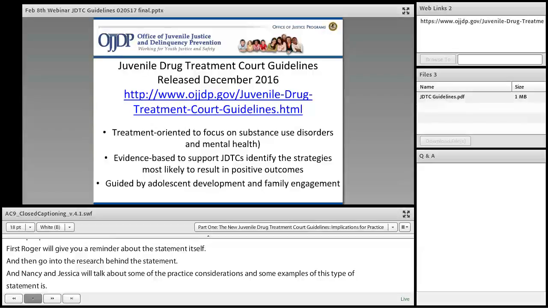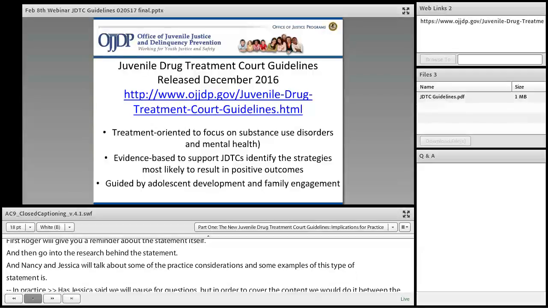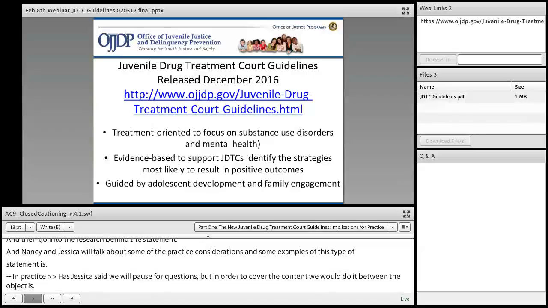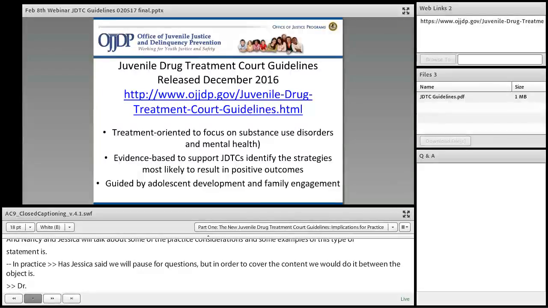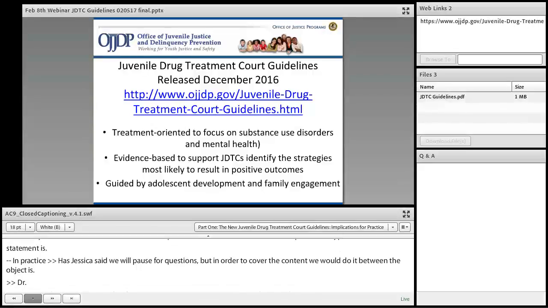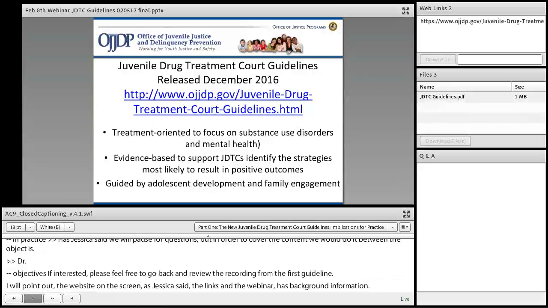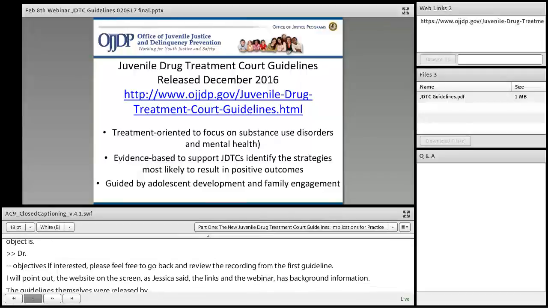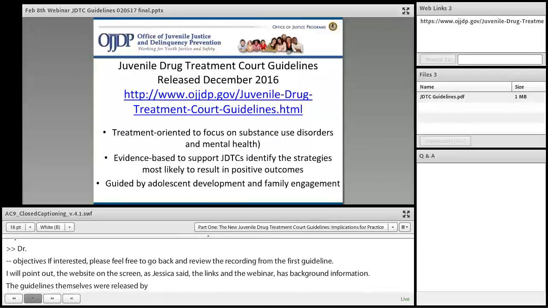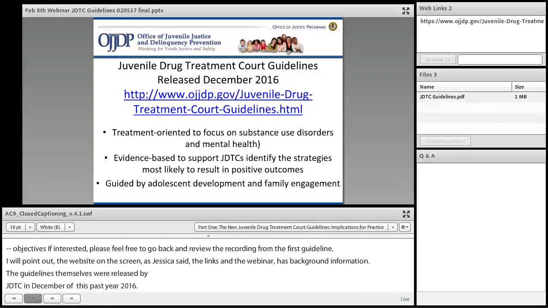Again, I'm not going to go into the whole background of the guidelines. If you're interested in that, please feel free to go back and review the recording from the first guideline session. I will point out the website on the screen, also as Jessica said in the links in the webinar, which has all of this background information. The guidelines themselves were released by OJJDP in December of this past year, 2016. Really briefly, the focus of the guidelines is to be treatment-oriented towards substance use disorders and the often co-occurring mental health disorders that youth experience who come in contact with the juvenile courts.